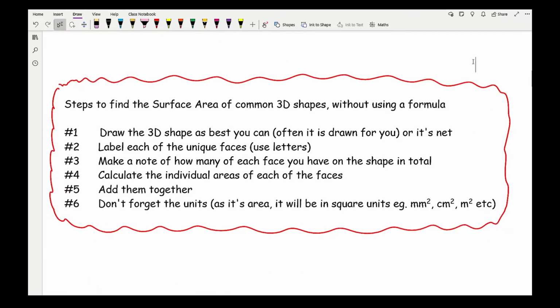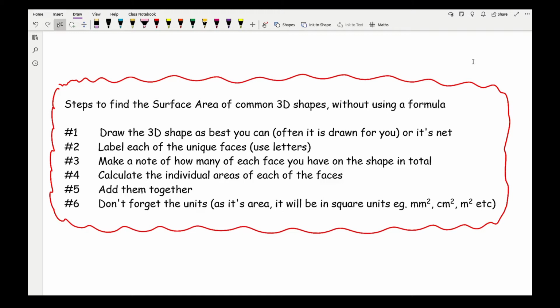Now the next thing is to label each of the unique faces. You will find that on your 3D shape some faces will be the exact same and some will be completely different. What you want to do is label each of the unique faces so that you're not doubling the work up. So for example, recognizing that a cube is 6 of the same face, rather than adding up 6 different areas, I can just work out the area of one square and multiply it by 6, job done.